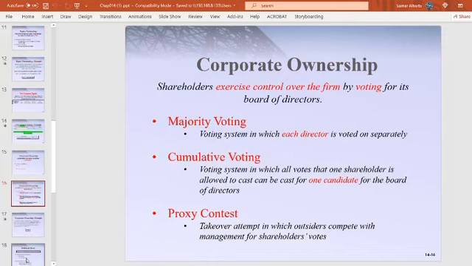If he has a limit of 100 votes, he can choose to vote all 100 just for Mr. A, or he can choose different candidates and split his 100 between many directors, right? In majority, he can choose 100 for Mr. A, and then again, if he wants, use 100 for Mr. B, and so on. He has that option, but in cumulative, he does not have that option. Clear? Okay.